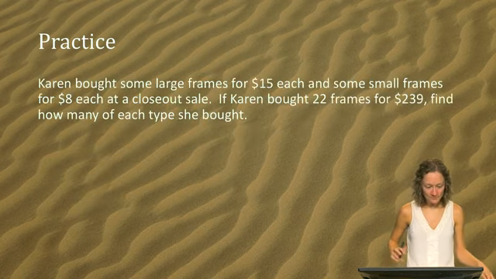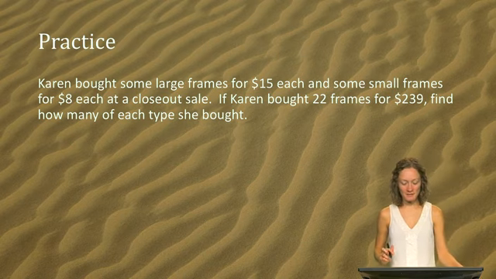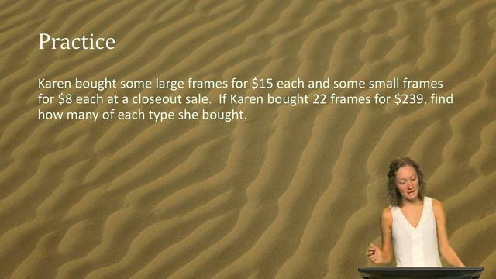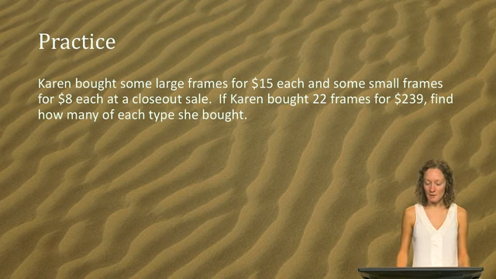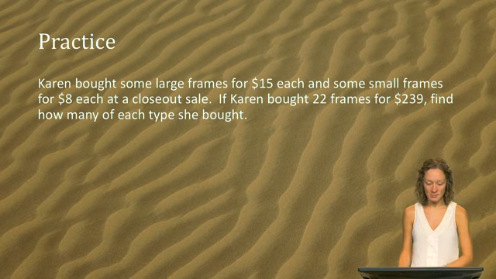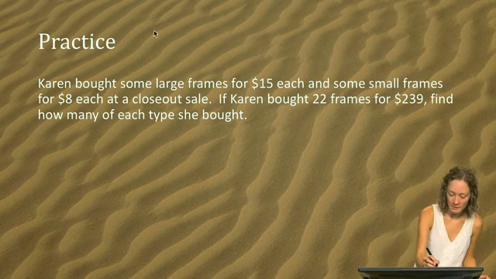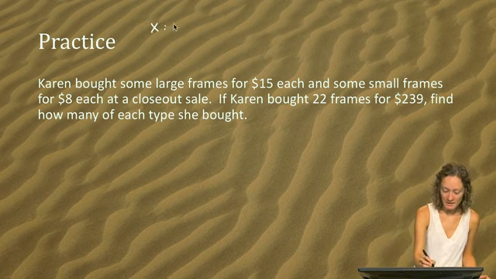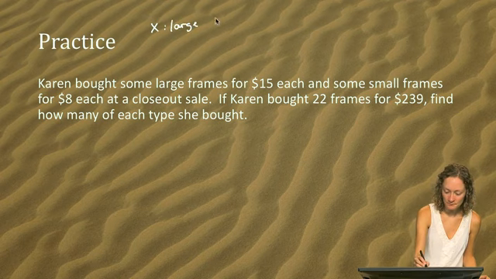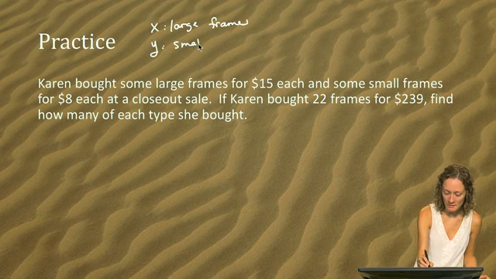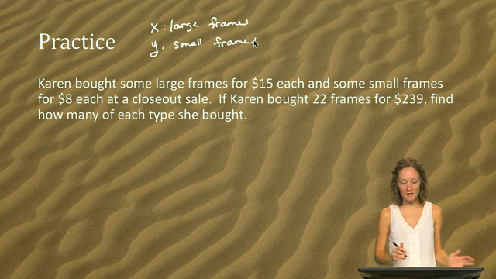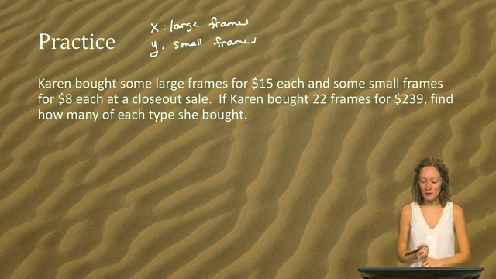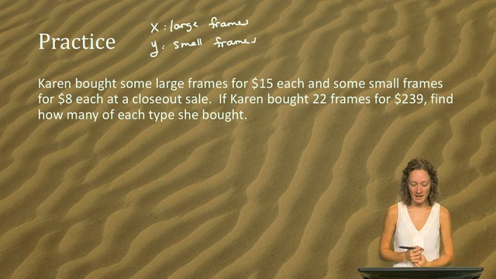Okay, the second one. Karen bought some large frames for $15 each and some small frames for $8 each at a closeout sale. If Karen bought 22 frames for $239, find how many of each type she bought. So what are the two things we're talking about? We can say X can be large frames and Y can be small frames. Some of them were $15, some $8. She bought 22 total for $239.